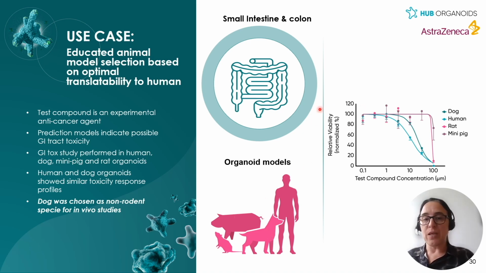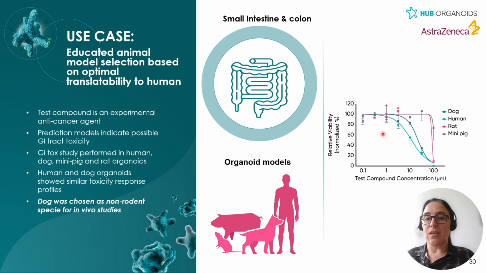So we performed this viability assay in 3D organoids from the different species, and actually we could see that if we look at the response in human organoids, some toxicity was already expected because it's an anti-cancer drug. And rat was already selected as one of the preclinical models. When comparing the response of dog and mini pig, we could see that mini pig was responding very similar to rat, while the dog organoids were responding more similar to human.